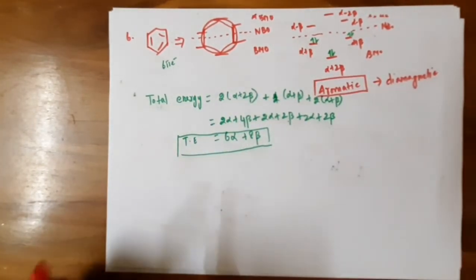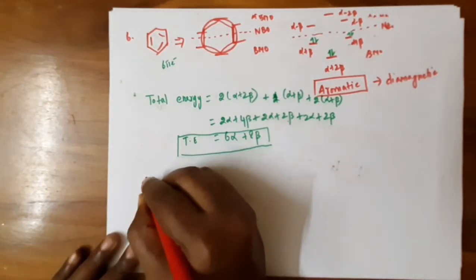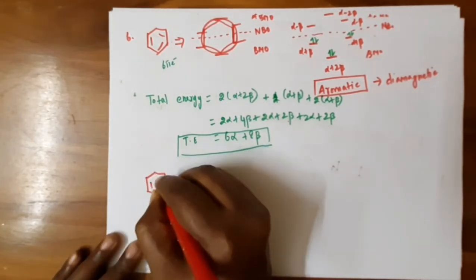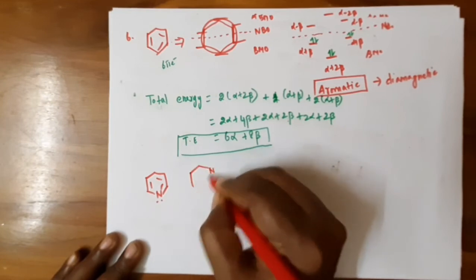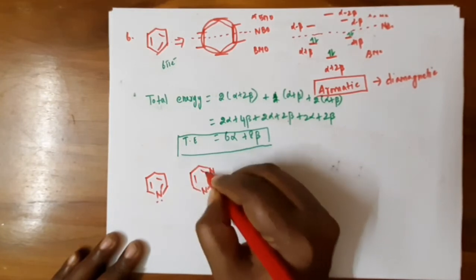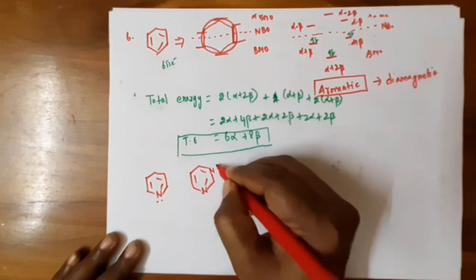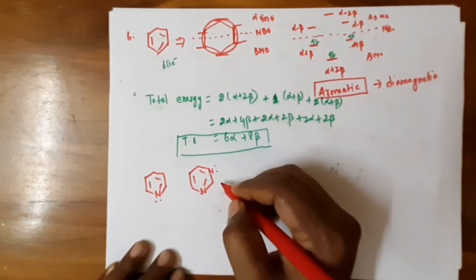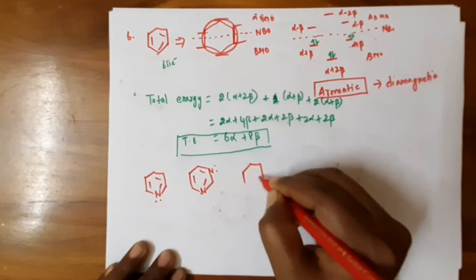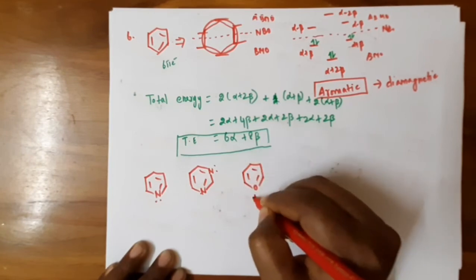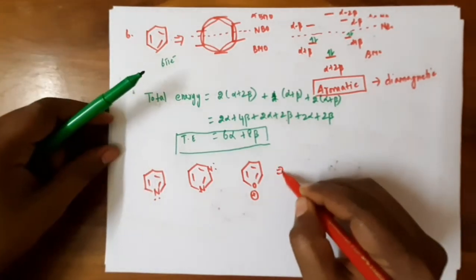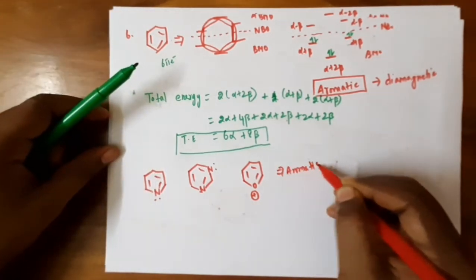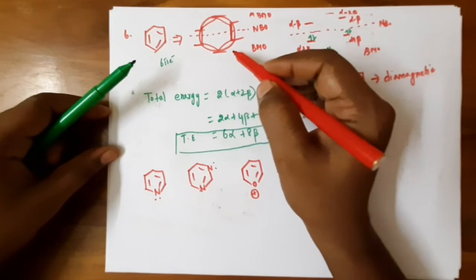So the same is used for pyridine, pyrimidine, and the pyrylium cation. So all these are aromatic, and having the Frost circle in a similar way to benzene.